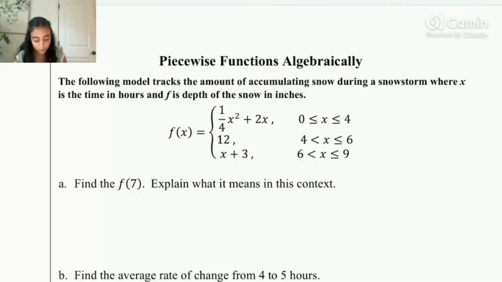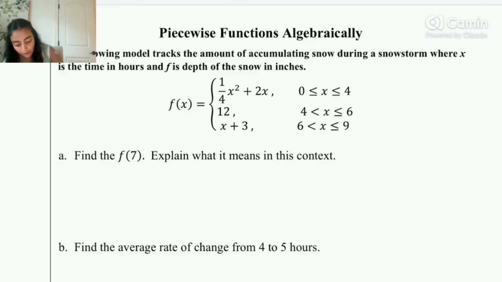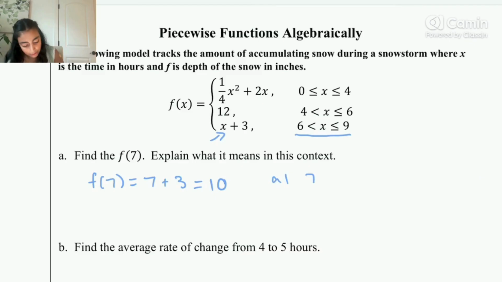Okay, so we're going to be doing piecewise functions next. The following model tracks the amount of accumulating snow during a snowstorm, where x is the time in hours and f is the depth of the snow in inches. First off, we're going to be finding f of 7. Here, f of 7 would apply to this equation right here, since 7 is between 6 and 9. So x here is 7, so 7 plus 3, which is 10. And this just means that at 7 hours, the depth is 10 inches.